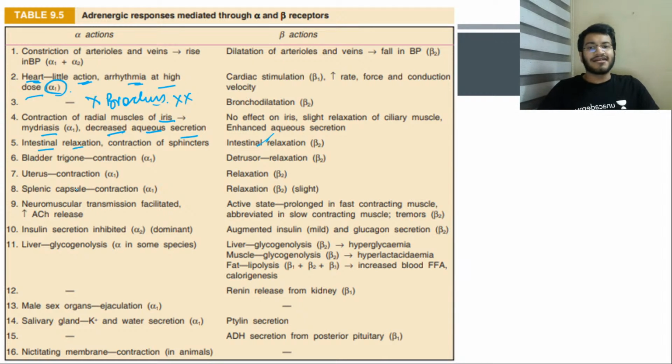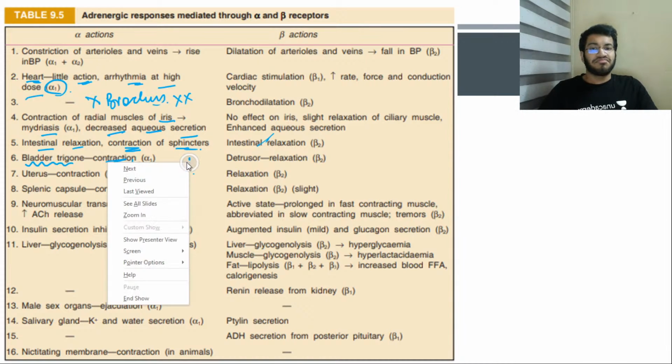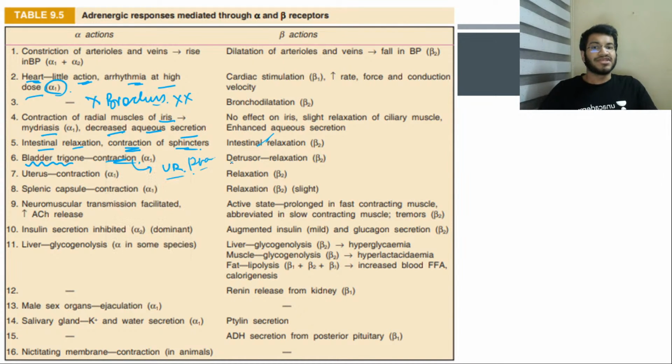It causes intestinal relaxation and contraction of sphincters. They contract the bladder trigone, because of which it can cause urinary retention as well, right? That's why we give prazosin, that is an alpha antagonist or an alpha blocker. Then on the uterus it causes contraction because alpha 1 receptors are present on the uterus as well. Then on the splenic capsule, alpha 1 receptors are present and it will cause contraction of the splenic capsule.